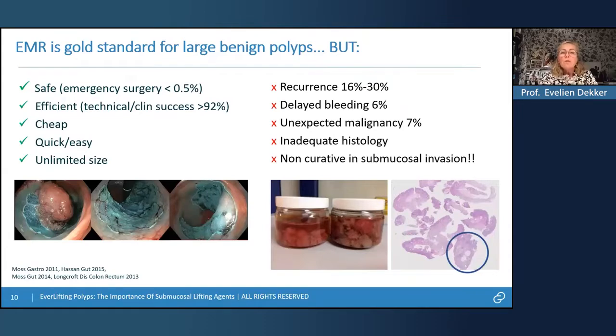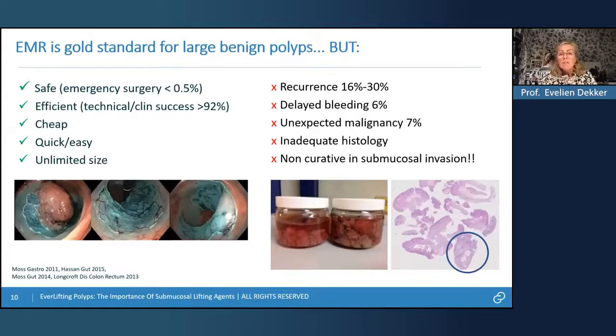So EMR is the gold standard for large benign polyps, as you know, but there are also some disadvantages of endoscopic mucosal resection. The advantages are that it's a safe procedure with very few emergency surgeries, especially in expert hands. It's an efficient technique to remove benign polyps with a technical and clinical success of over 92%. It's relatively cheap, quick and relatively easy, and the size of those benign lesions can be rather unlimited. It's more the location that might limit you a little bit.